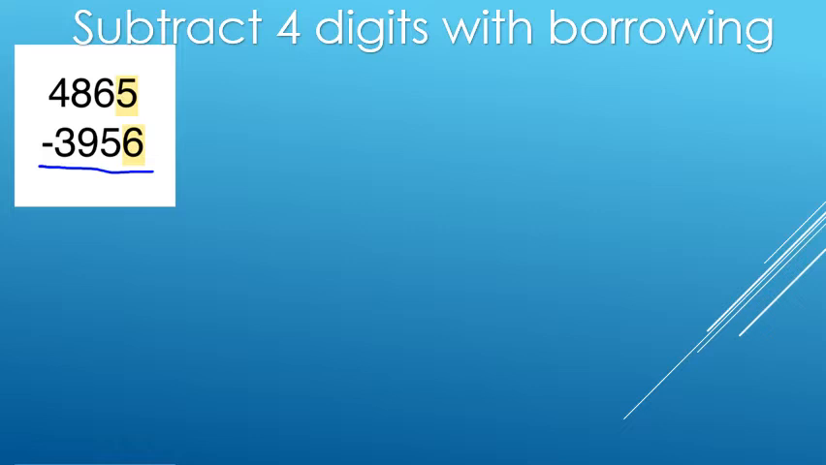In this form, we always start to subtract from the right, from the ones place value. So look at the numbers in the ones place value. We have 5 minus 6. Can we take out of 5 6? No, so we should go to its neighbor to borrow.